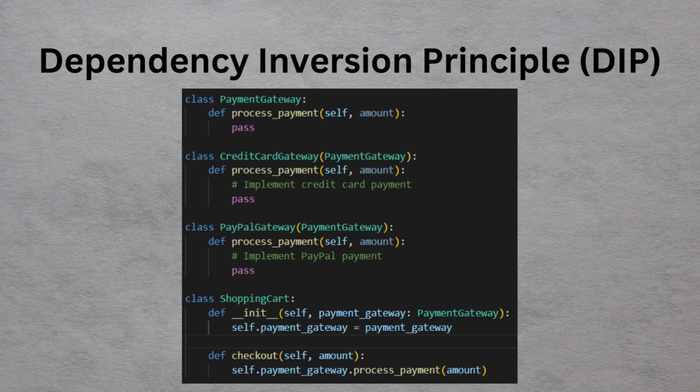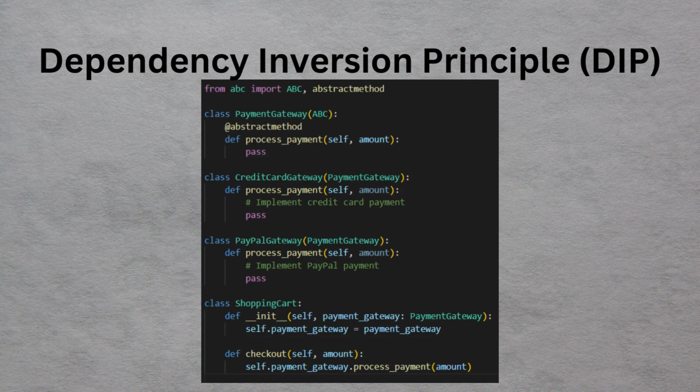To better understand the DIP, let's consider an example of a class hierarchy. In this example, we have a payment gateway class that defines a common interface for processing payments. We also have two subclasses, credit card gateway and PayPal gateway, which implement the process_payment method for specific payment types. Finally, we have a shopping cart class that depends on the payment gateway class to process payments. However, this class hierarchy violates the DIP since the shopping cart class is dependent on the concrete payment gateway classes. This makes the code inflexible and difficult to maintain, especially if we need to add more payment types in the future.